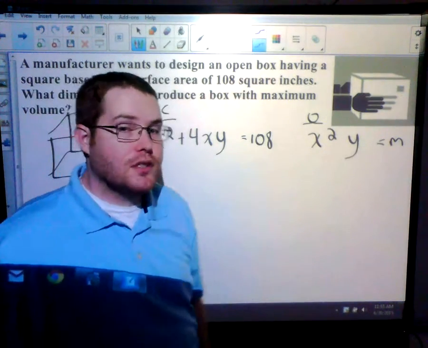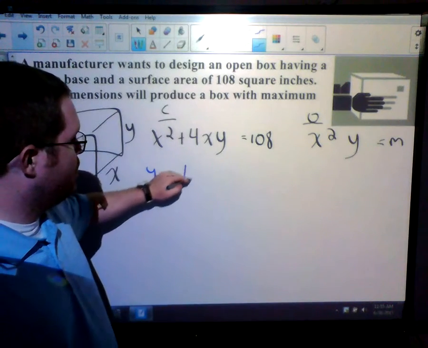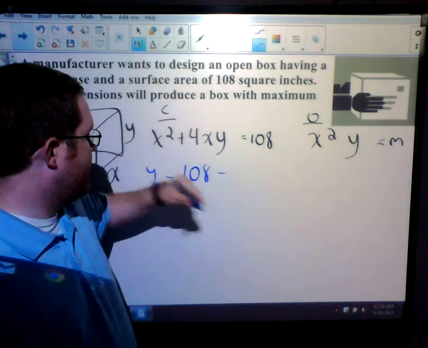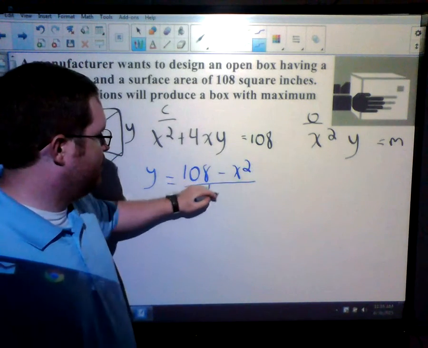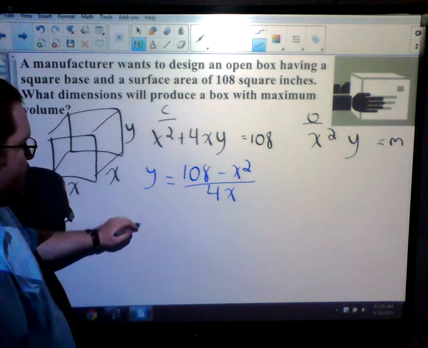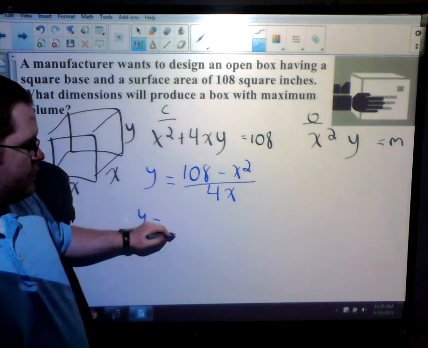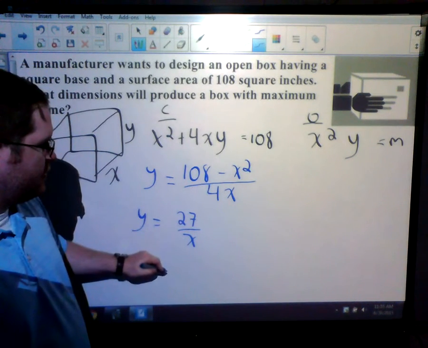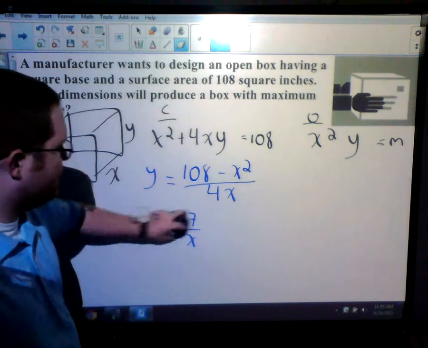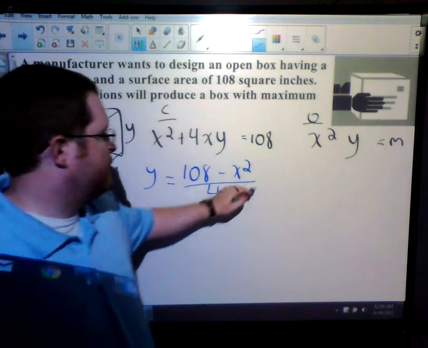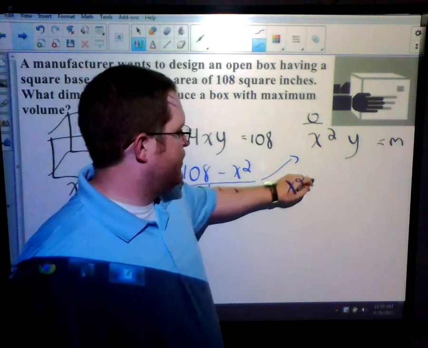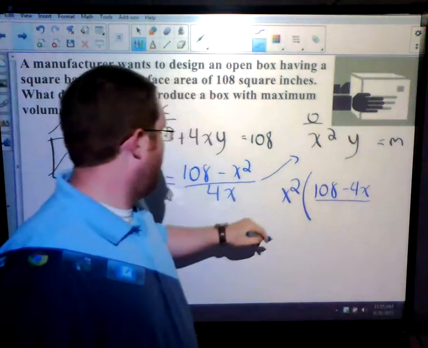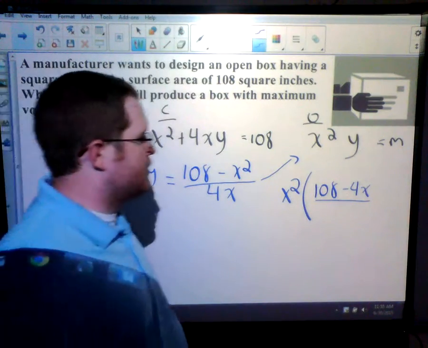Well, take the derivative and set it equal to 0. I have 2 variables. Let's plug one in. So y equals 108 minus x squared over 4x. Or you could say that's y equals 27 over x. No, let's not worry about that yet. Let's plug it in over here. x squared times 108 minus x squared over 4x.